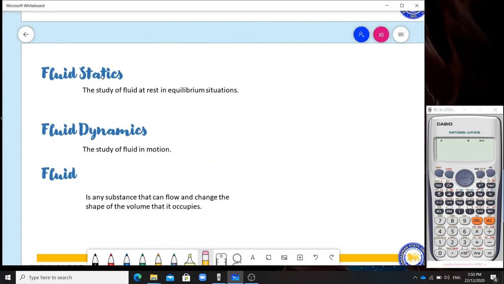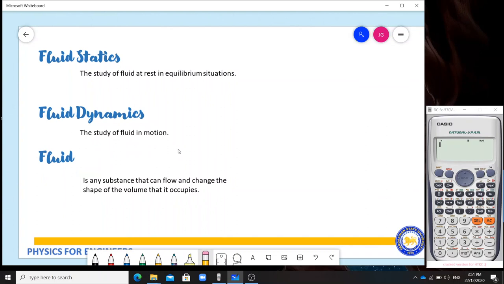Meron tayong fluid statics saka fluid dynamics. When we say statics, ito yung study ng fluid at rest in equilibrium situation. So, yung fluid natin is at rest. Kapag fluid dynamics naman, the study of fluid in motion.